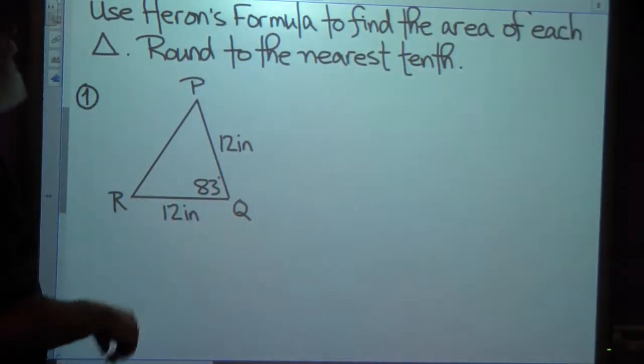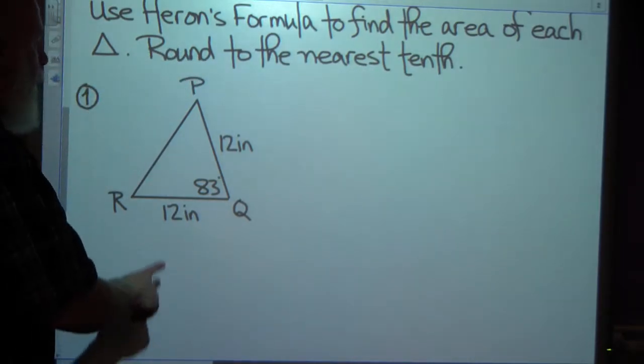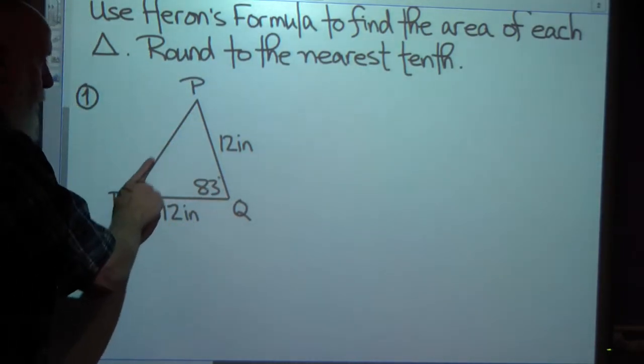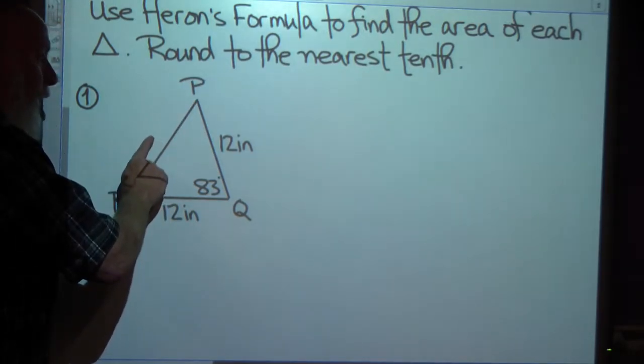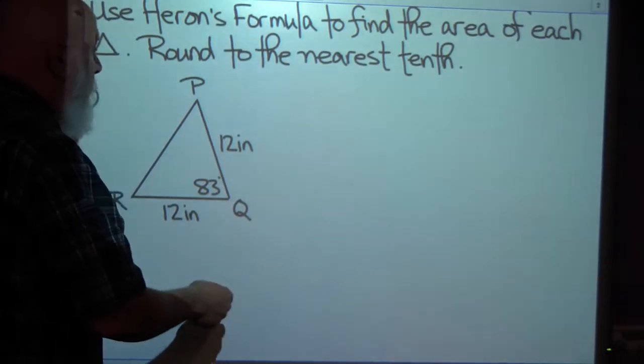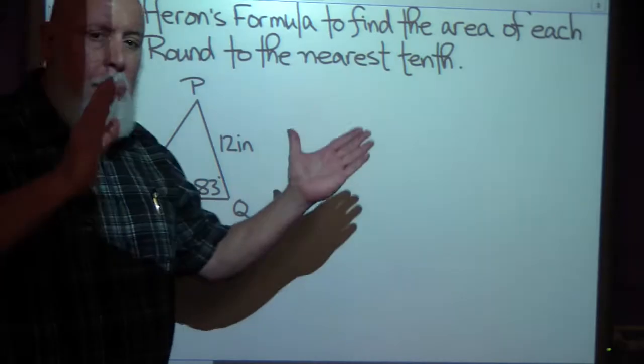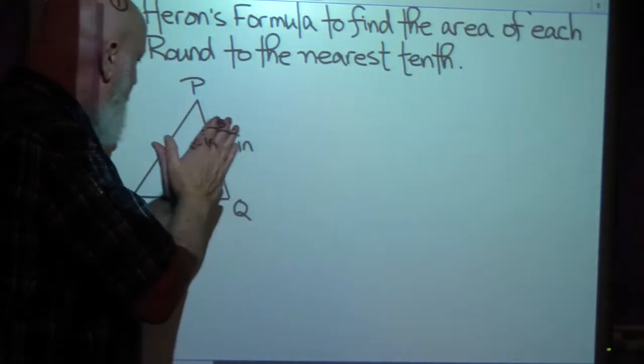So let's use Heron's formula to find the area of each triangle, round to the nearest tenth. Now I look here and I say, well, I can't find my perimeter just yet. And for Heron's formula, I need to take the perimeter and then find half of it. So I have to find the length of this side first, and in order to do that, I'm going to use the law of cosines.